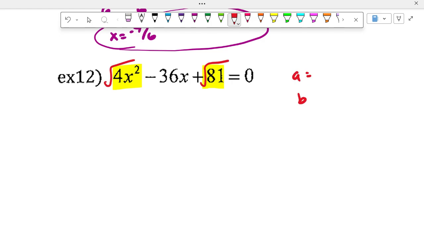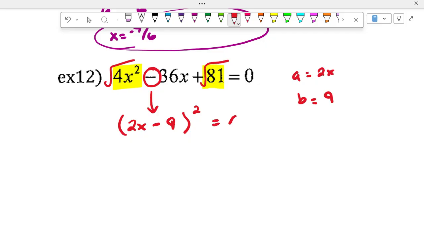What's the square root of 4x squared? 2x. Square root of 81? 9. What's 2x times 9? 18x. Is 18x times 2 36? Yes. So we got a perfect square trinomial. Now, take into account that this second sign is a negative. So what would my factoring look like? 2x minus 9, squared. Make sure you bring whatever the sign of the second term is down.